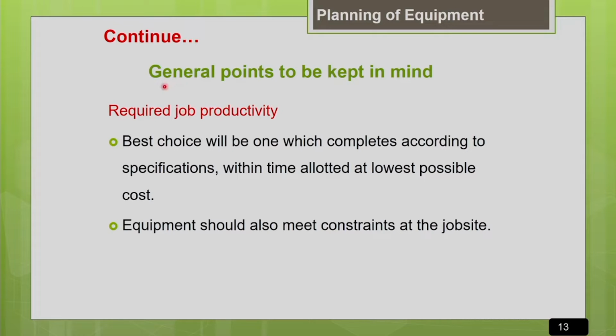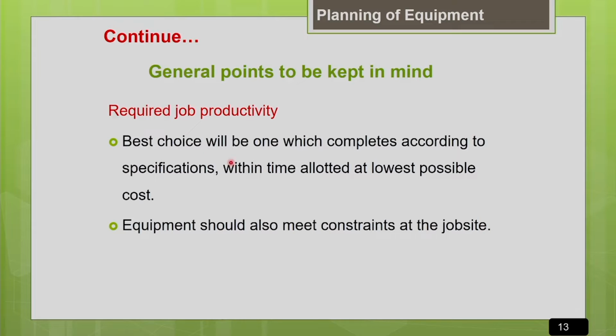The best choice of equipment will be the one which will complete the work according to your contract specifications, within the time allotted in the contract, at the lowest possible cost. So that equipment you have to select. Your contract specification is going to be a guideline for the selection of your equipment, because that will tell you your project time schedule, the time allotted for every activity and the budget allocated. You can get the detail only from the contract specifications.